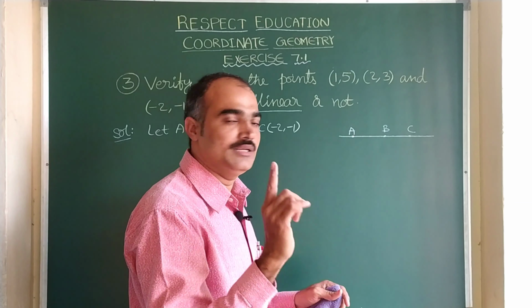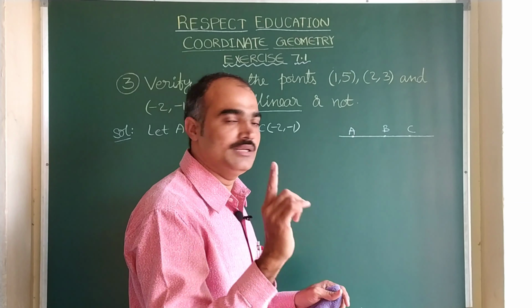First we need to find the distance between A and B. For finding the distance between A and B, the formula is square root of (x2 minus x1) whole square plus (y2 minus y1) whole square. This is the common formula for finding all the distances. Here I am taking A as (1, 5), B as (2, 3), as I have taken earlier. Here you can represent this as x1, y1, and this as x2, y2.